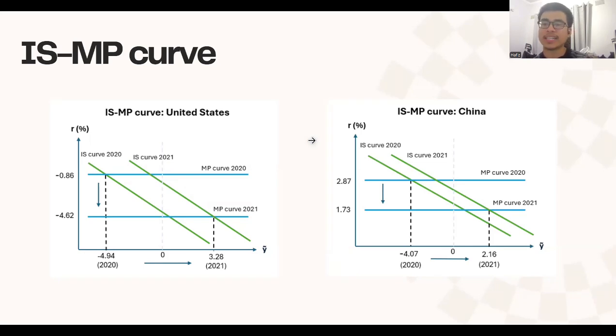To counter this, the Federal Reserve cut interest rates to near zero, shifting the MP curve downwards. In 2021, the IS curve shifts right. Massive fiscal stimulus and the reopening of the economy shifted the IS curve strongly to the right. The output gap swung from negative 4.9% to 3.28%, showing a rapid demand recovery.